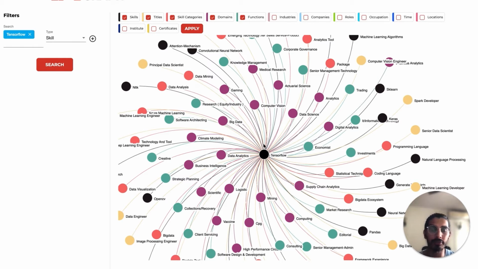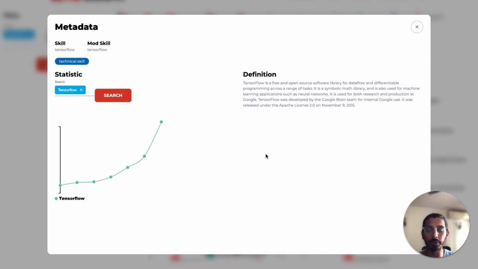So this is the information about TensorFlow, but when you click on TensorFlow, you can see a little bit more information about this skill. What you can see is some definition about that particular skill. Then you can see the market trends. As we are looking at the jobs and the resumes, you will see the market trends of that skill based on the way jobs are being made available in the market.